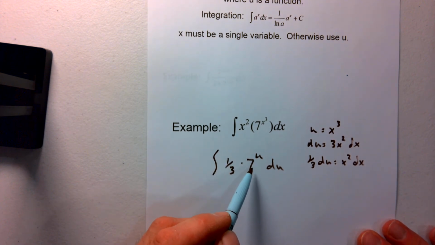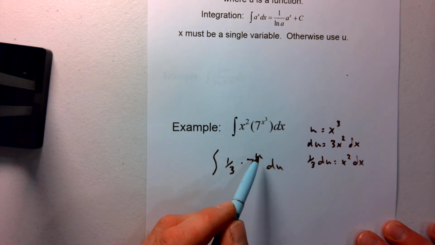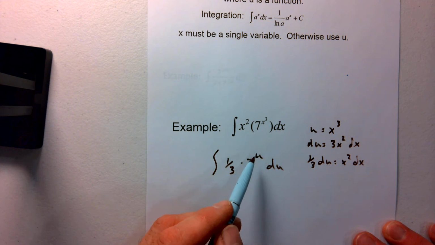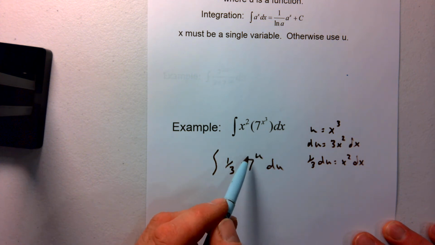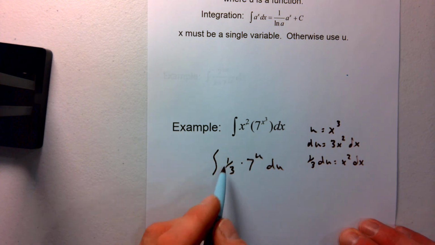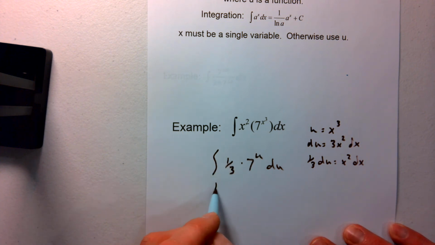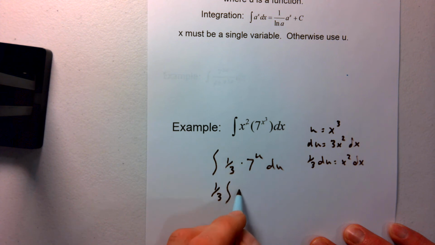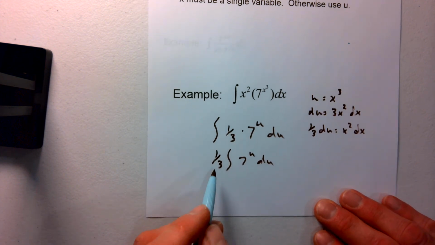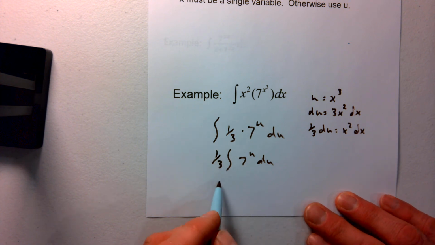Again, I know the integration of 7 to the u, 7 to a single variable. That is 1 over the natural log of that base times the base to that exponent. Again, that 1/3, we could bring that 1/3 to the outside, like we've done in the past. Some people, again, like to see it that way. So the integration of 7 to the u, I know.